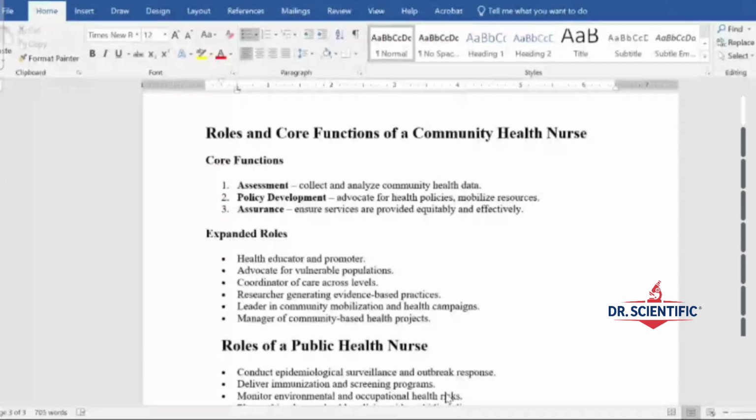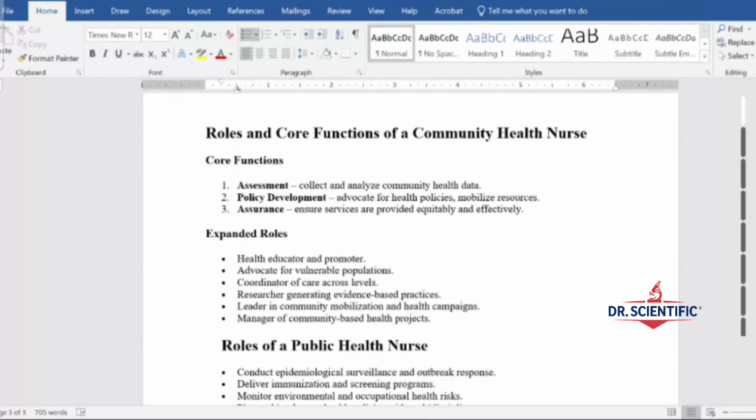Then we have expanded roles. One, health educator and promoter, advocate for vulnerable populations. Then also a coordinator of care across levels, a researcher generating evidence-based practices, a leader in community mobilization and health campaigns, then a manager of community-based health projects.